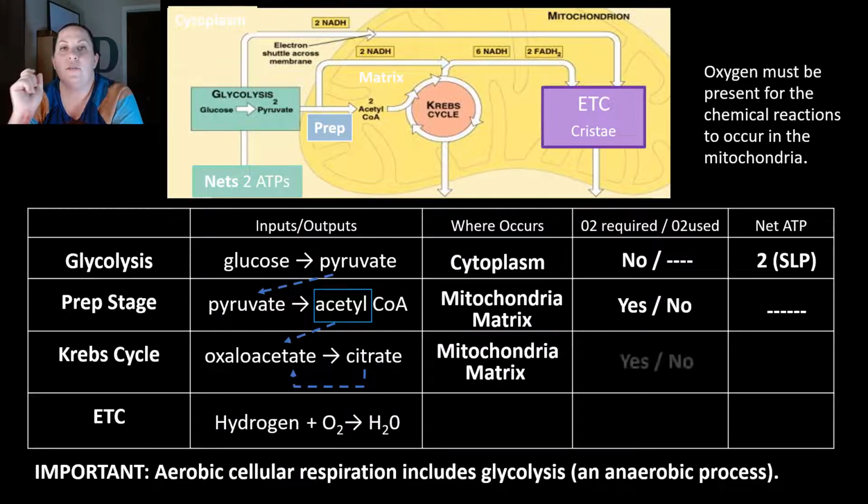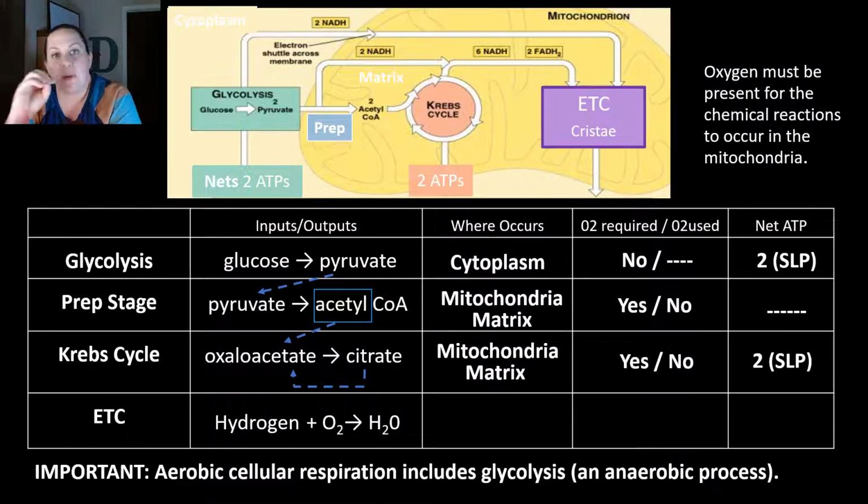Again, oxygen is required, but it is not used. In this step, we get 2 substrate level phosphorylation ATPs. So we get 2 ATPs here for the Krebs cycle. So far we have 4 ATPs from 1 glucose.